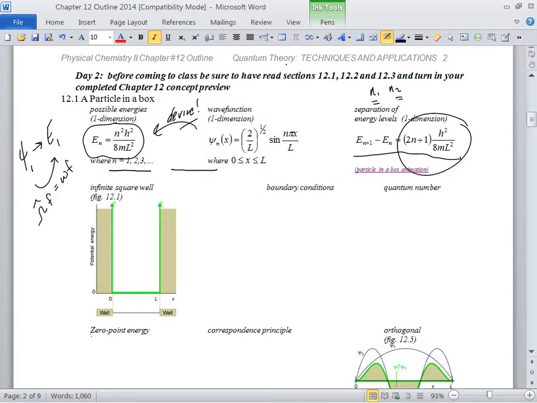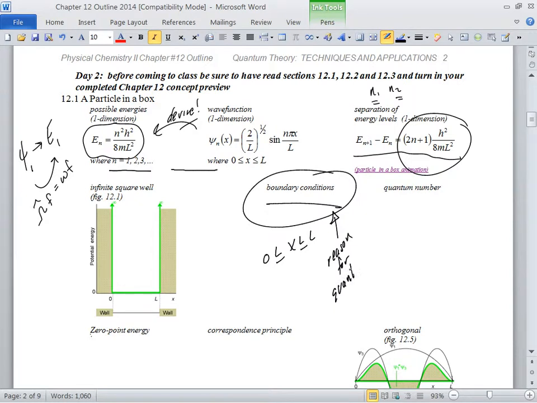Boundary conditions. That's this whole part about x being between 0 and L. That's our boundary conditions. There are boundaries, and only certain wave functions are going to fit in there. Think of it as a standing wave, and only certain standing waves are going to fit. The boundary conditions are the reason why you have quantization in the first place. If we didn't have boundary conditions, there wouldn't be any quantization. So you've got to have boundary conditions. Okay.